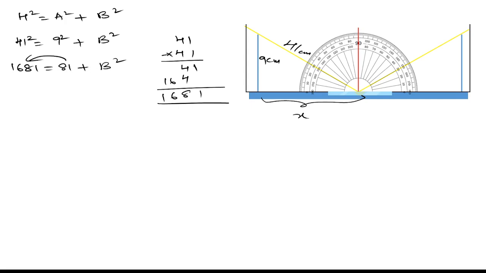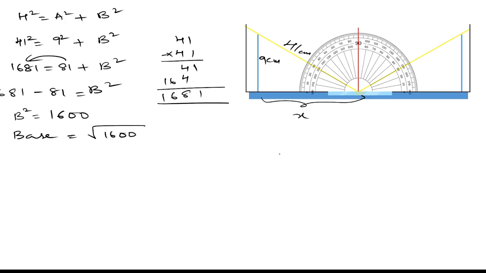Now let us send this 81 to that side. So 1681 minus 81 is equal to b square. So b square is equal to 1600, so the base will be the square root of 1600. We can do it directly, but I want you to learn the prime factorization method, that's why we will find out the factors.